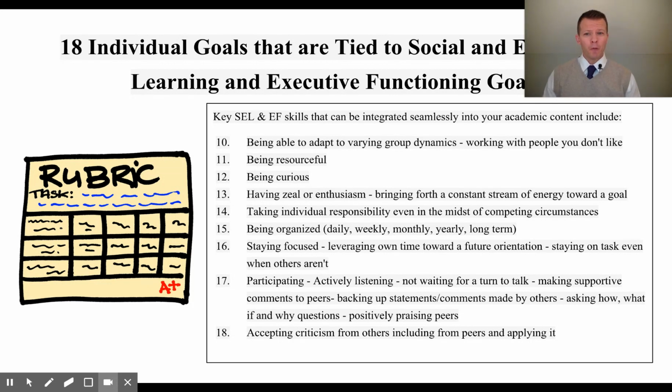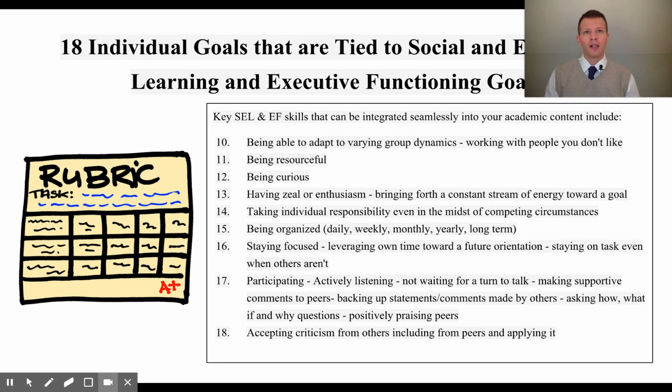Okay, so the rest of them. Here we go. Number 10, being able to adapt to varying group dynamics. Well, this is just like when we have to work with people that we necessarily don't want to invite over to our house for a Sunday dinner, right? How do we get along at work with those people?